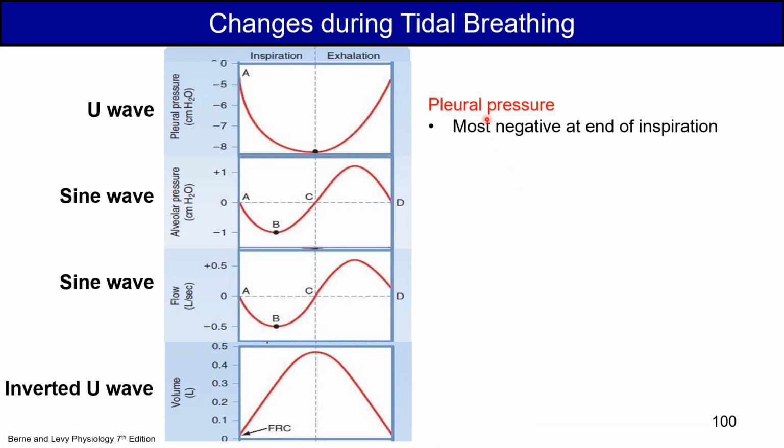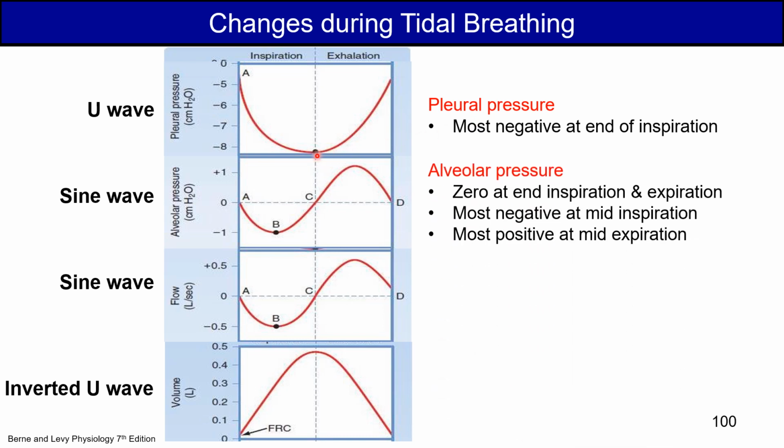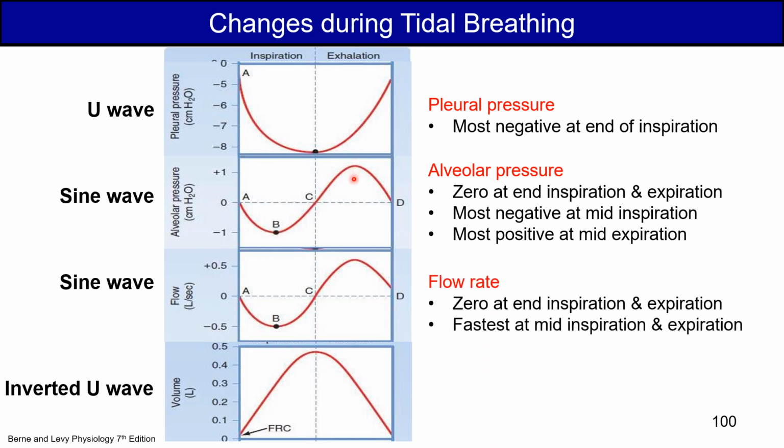So the pleural pressure is most negative at the end of inspiration. The alveolar pressure is zero at end inspiration and end expiration. It is most negative during mid-inspiration and most positive during mid-expiration. The flow is zero at end inspiration and end expiration, and it is fastest during mid-inspiration and mid-expiration. And the volume is highest at end inspiration.